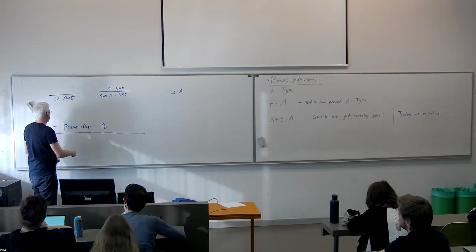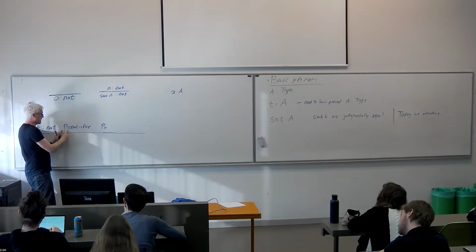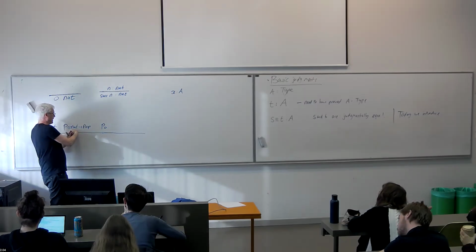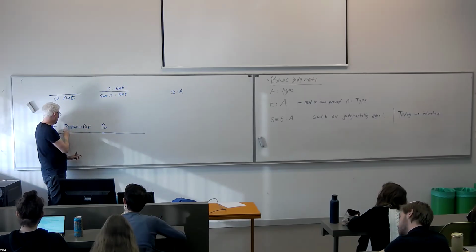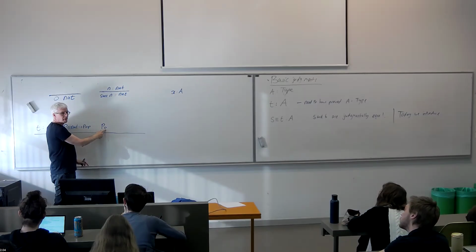Okay, so if we've got some syntax P for a predicate, which given a natural number gives us a proposition, this is like a function from natural numbers to propositions, so we can certainly apply it to 0, and it's a proposition.